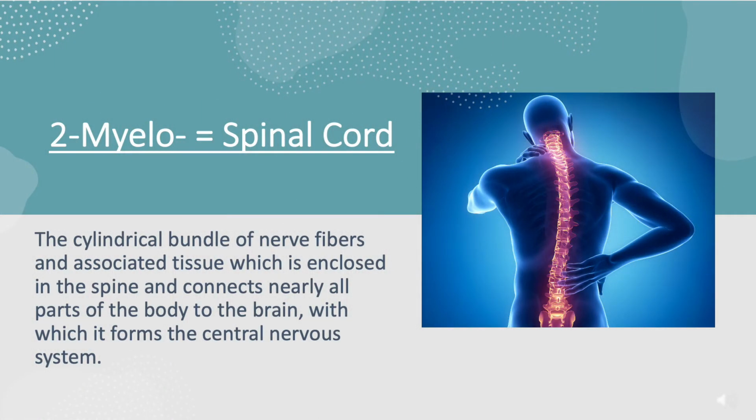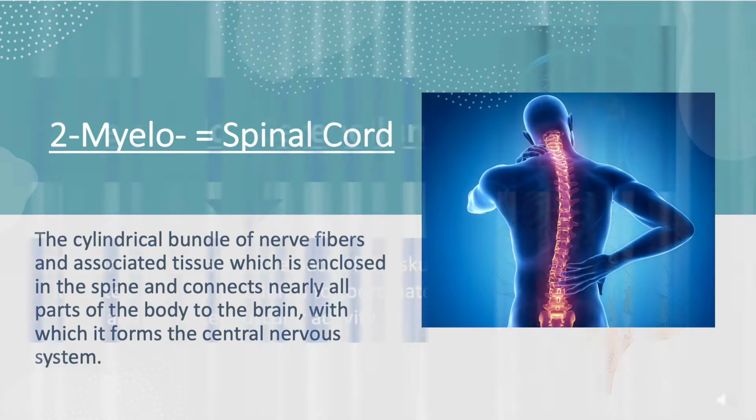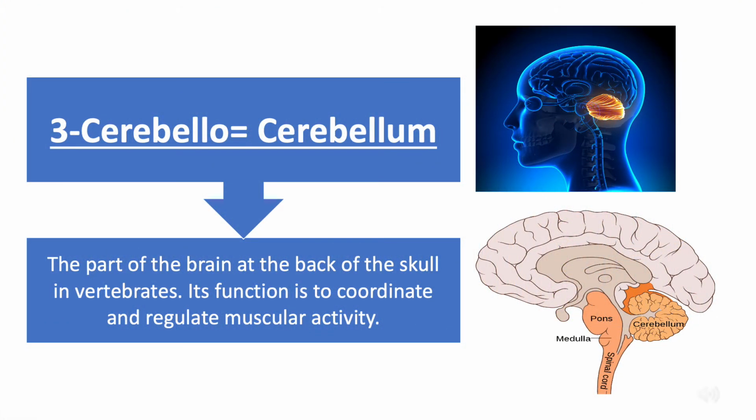Second example is myelo, which means spinal cord. Spinal cord is the cylindrical bundle of nerve fibers and associated tissue which is enclosed in the spine and connects nearly all parts of the body to the brain, with which it forms the central nervous system. Third example is cerebello, which means cerebellum, the part of the brain at the back of the skull in vertebrates. Its function is to coordinate and regulate muscular activity.